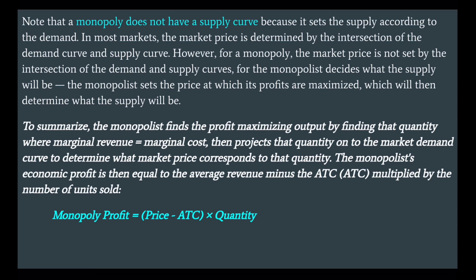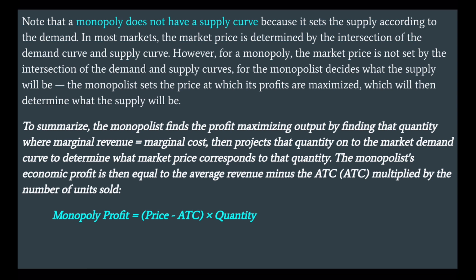Note that a monopoly does not have a supply curve because it sets the supply according to the demand. In most markets, the market price is determined by the intersection of the demand and supply curves. However, for a monopoly, the market price is not set by the intersection of the demand and supply curves. The monopolist decides what the supply will be, and sets the price at which its profits are maximized, which will then determine what the supply will be.